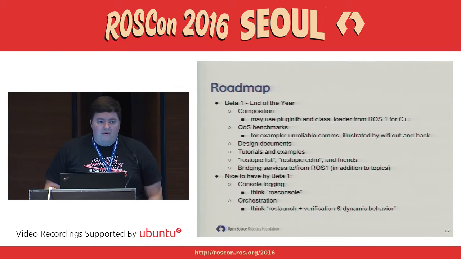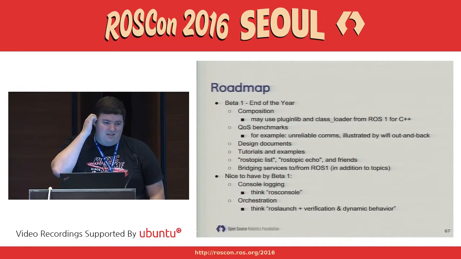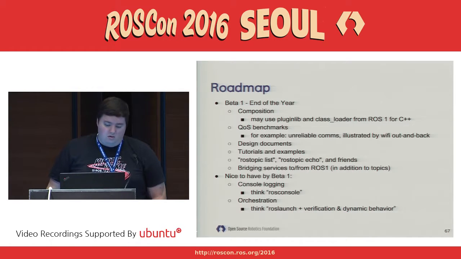We want to improve the default behavior. There's a lot of quirkiness still with our default behavior in ROS2 about default quality of service settings, default network configurations, and things like that. We want to improve those. We want to clean up and organize our design docs. We have a lot of stuff out there, but some of it needs to be updated and organized.